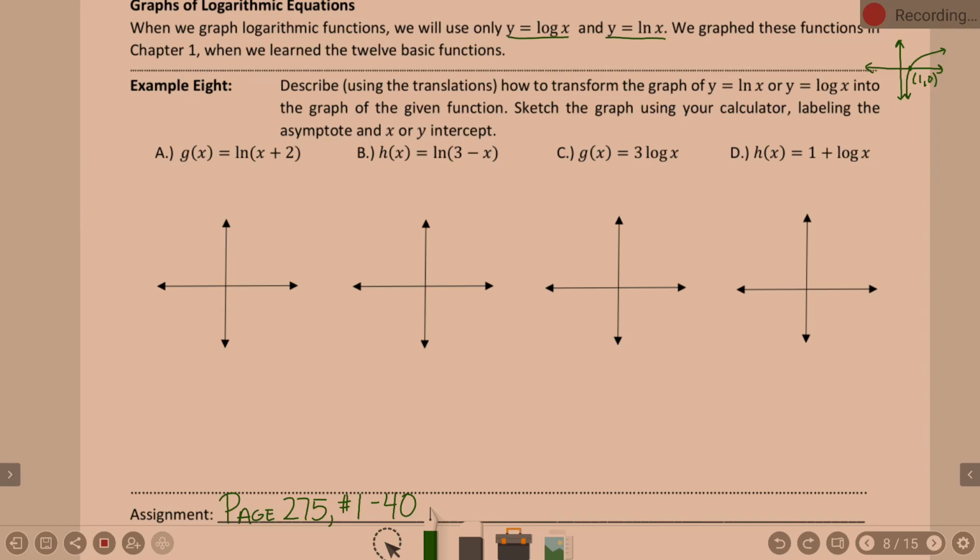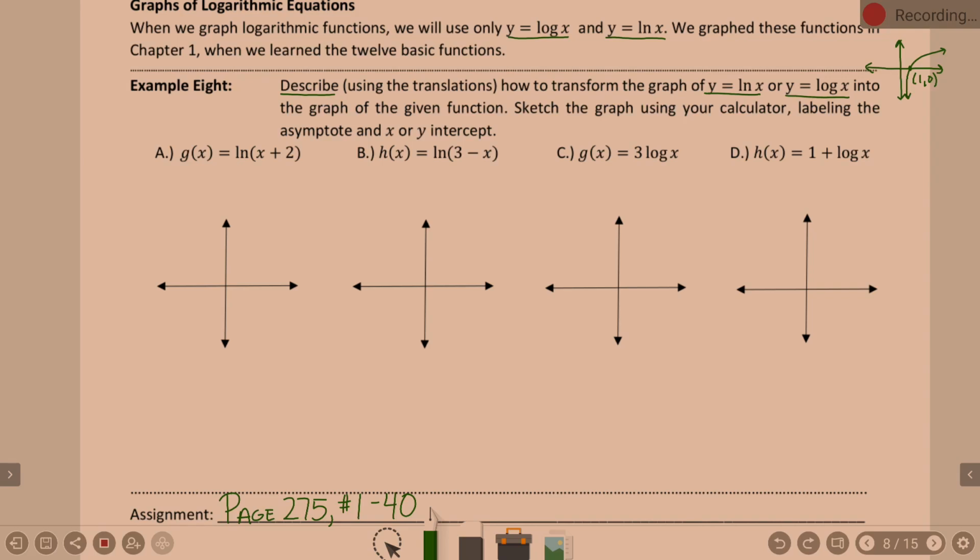Okay? Now, as we look at example 8, we're going to do a couple of things. We're going to describe, so we're going to use our words. And we're going to describe using our transformations how to transform the graph. And we're going to use, as we talked earlier, the basic graph of either natural log of x or log base 10 of x into the graph of the given function. And notice it says sketch the graph using your calculator, labeling the asymptote and x or y intercept. So we're going to try and talk about it on our own some, and then we'll use the calculator to check ourselves, is what I really want us doing.